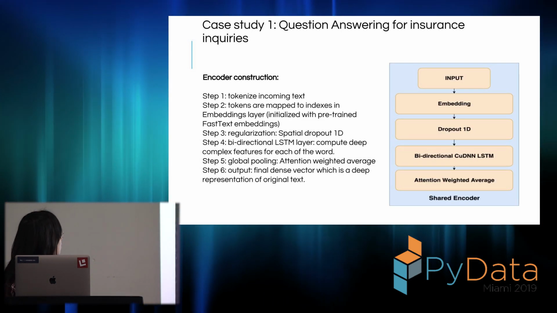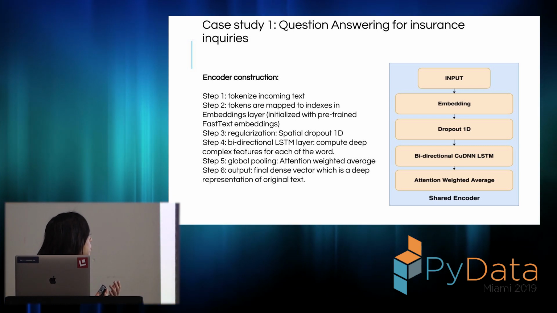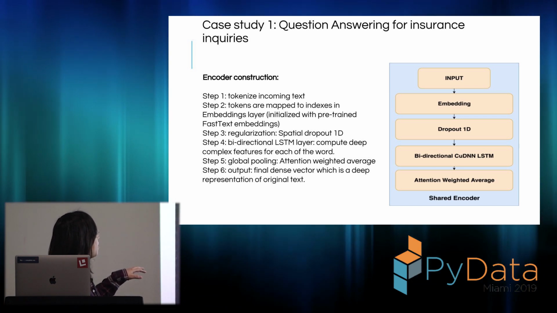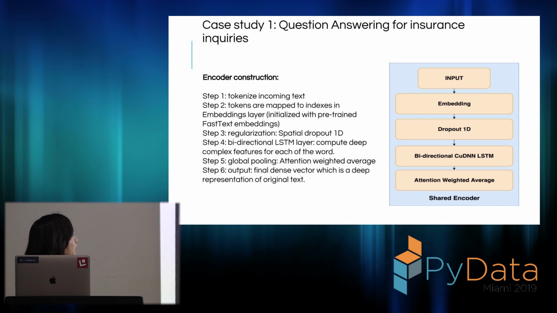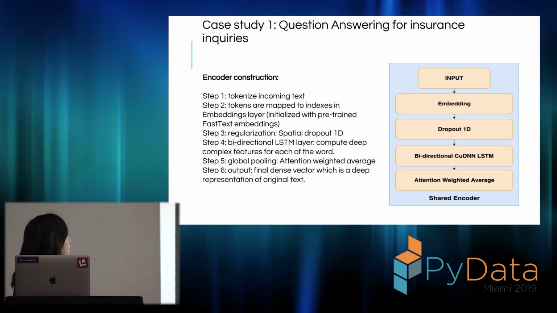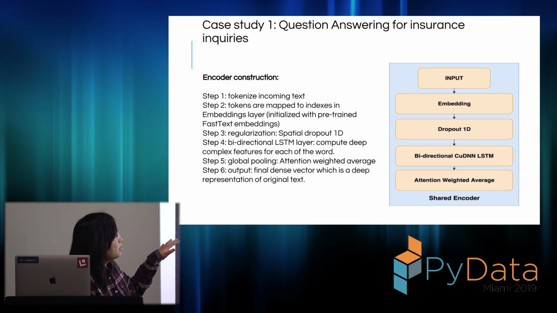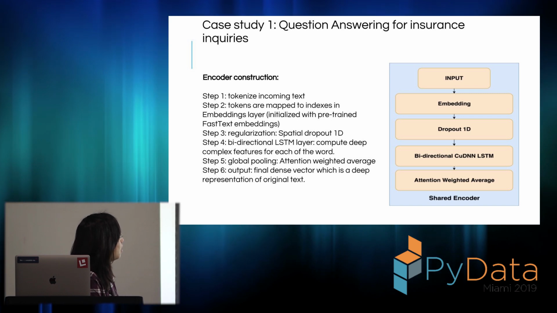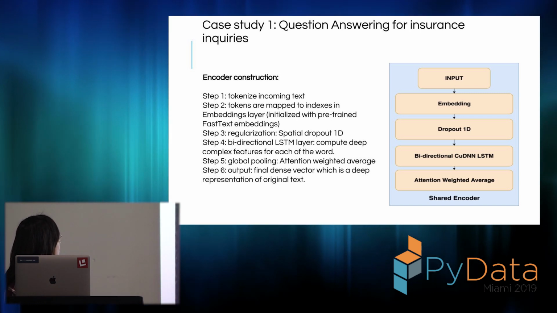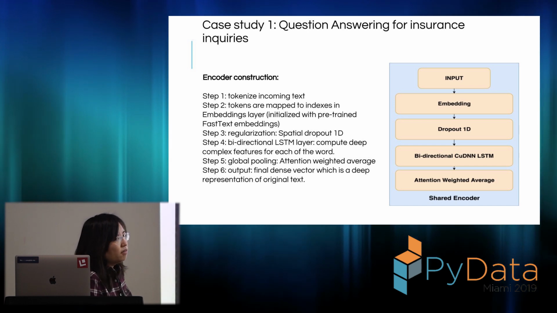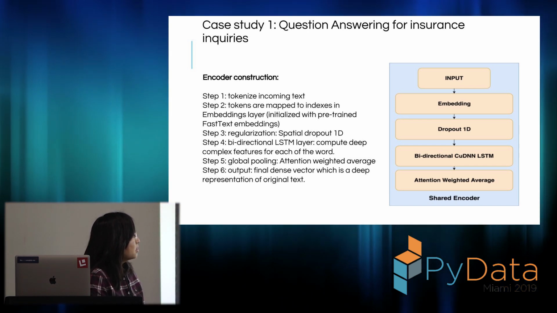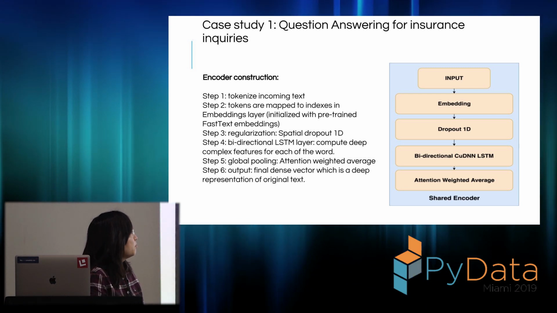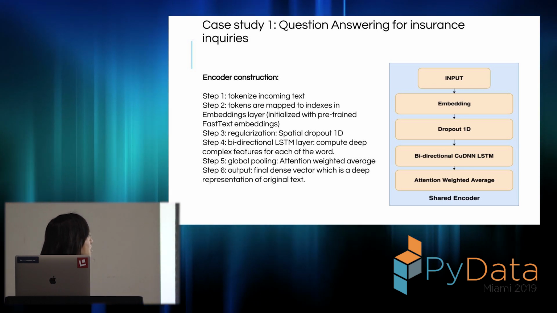So these are the details of our encoder. We follow these steps. When the text comes in, we first do the tokenization, trimming the text into words. Then the tokens are mapped to indexes in an embedding layer. In this embedding layer, we use the pre-trained fastText embedding we downloaded online. And this embedding is trained using Wikipedia and some common corpus data sets. And since this fastText embedding has a lot of parameters, we don't want this existing embedding to overpower the whole network. So we apply a dropout, a spatial 1D dropout, right next to the embedding.